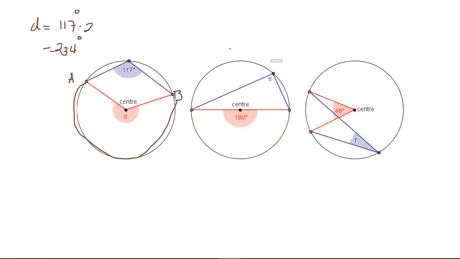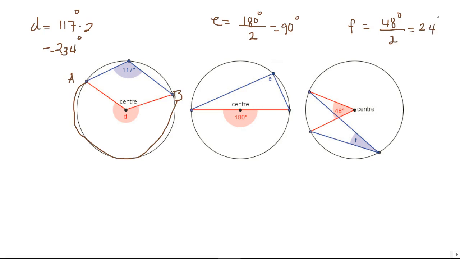For E, it is always 1/2 the central angle, and we have 180 degrees divided by 2, then we have 90 degrees. For F, our central angle is 48 degrees, and the subtended angle should be half of that. So 48 degrees divided by 2, then we have 24 degrees.